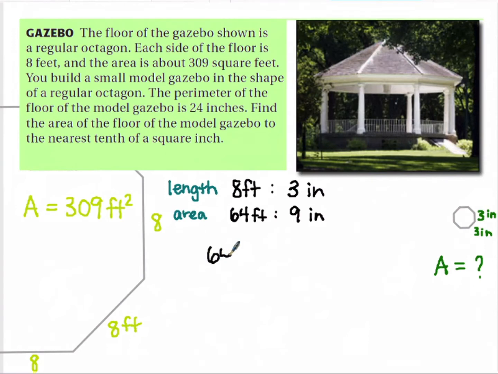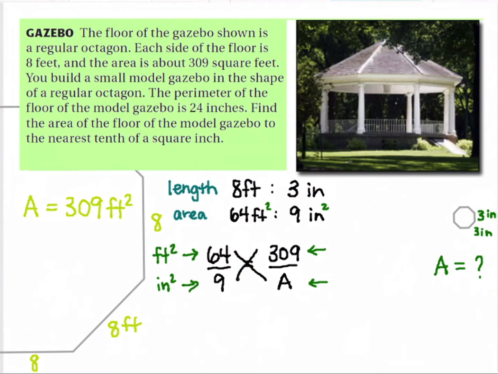So we can say that 64 is to 9, as 309 is to that area that we're looking for. And again, we don't need to do any conversions because my top is in square feet. I didn't say that before. These are squared. And my bottom is in square inches. The 309 was in square feet, so my answer will just come out in square inches. I'll do some cross multiplying. I've got 64a equals 9 times 309. Divide by 64. And that little guy's going to have an area of 43.45, and that was in square inches, remember.